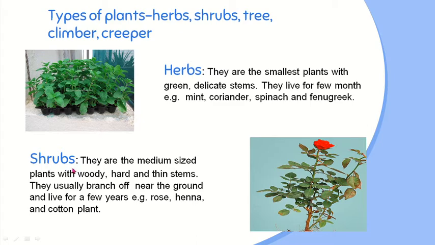Second is shrubs. They are medium-sized plants with woody, hard and thin stems. They usually branch off near the ground and live for a few years. Example: rose, henna and cotton plant.